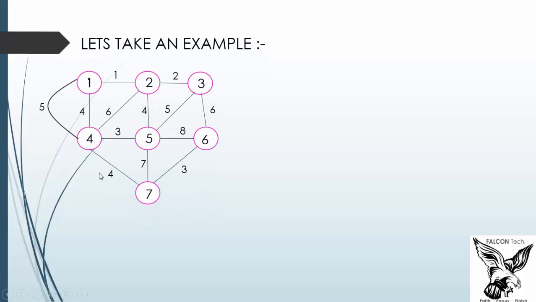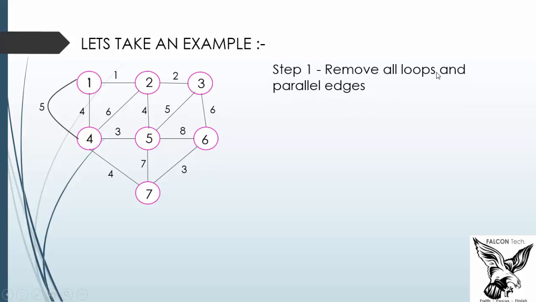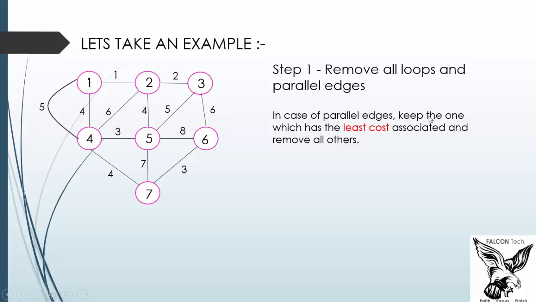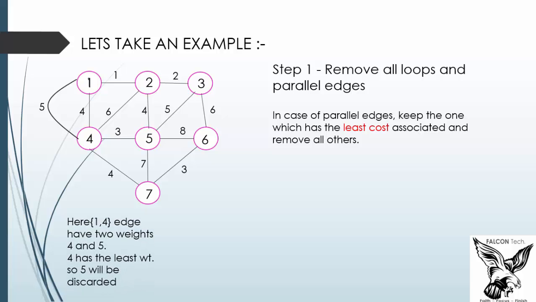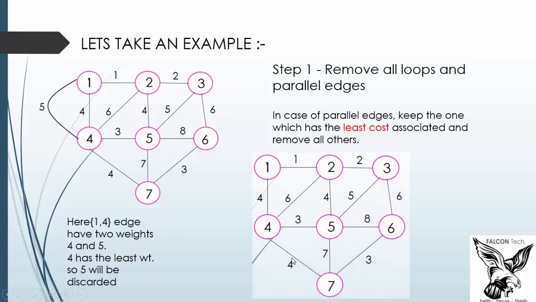Here see there are 7 nodes: 1, 2, 3, 4, 5, 6 and 7. So step 1, remove all loops and parallel edges. In case of parallel edges, keep the one which has the least cost associated and remove all others. It means here in this graph 1 and 4 each have two weights, 4 and 5. 4 has the least weight, so 5 will be discarded. So now the graph will look like this.